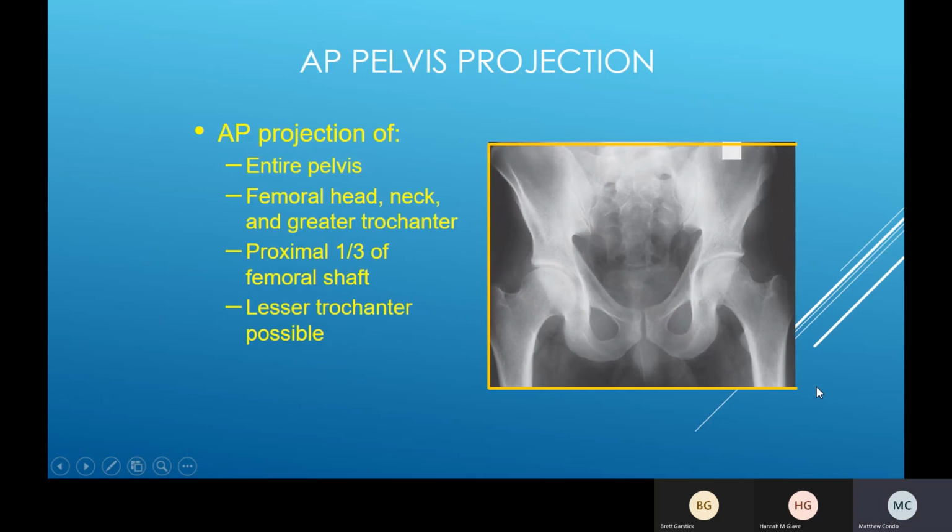This is what the AP looks like of the pelvis. This is the nice thing about doing an AP pelvis. I can see a ton of stuff here. I can see the entire pelvis. I can see a good bit of the sacrum. I can see those SI joints. I can even see the proximal 1/3 of the femoral shaft. And I can see acetabulum, femoral head, femoral neck. And if you look real closely, I can even see the lesser trochanters. So pelvic APs are nice because I can see a lot of stuff.